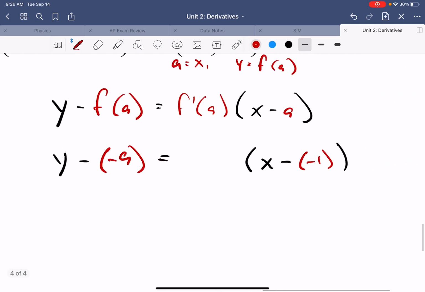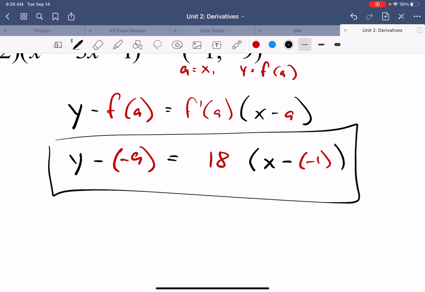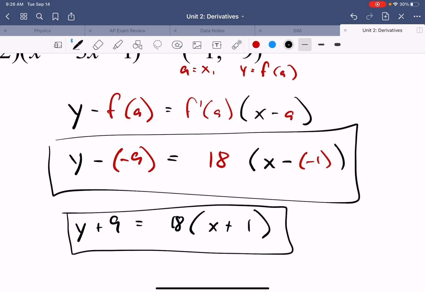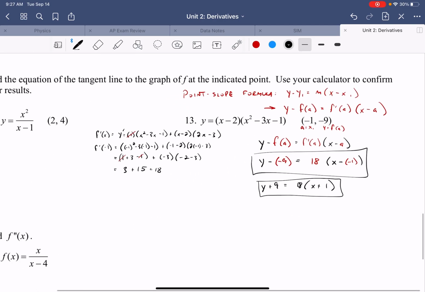So 18 can go in here. And then just put a box around it because we're done. If you wanted to, you could at least combine the signs here. Y minus a -9 would be y plus 9. 18x plus 1. But really, if it's a free response question, that's completely unnecessary. If it's a multiple choice, then this is probably what you're going to see for the multiple choice answer. So that was number 13.